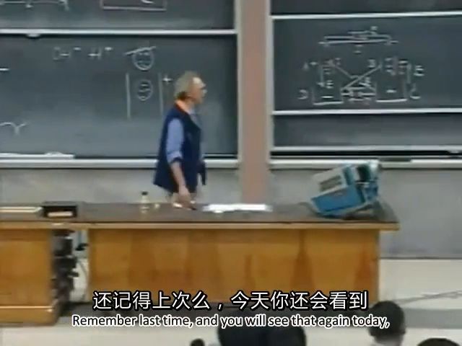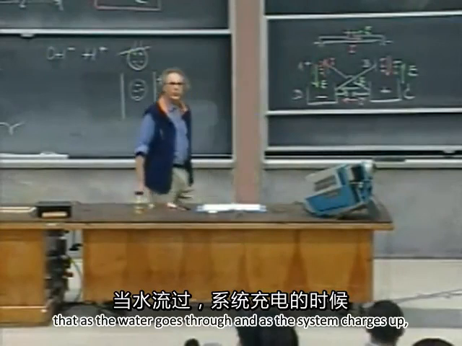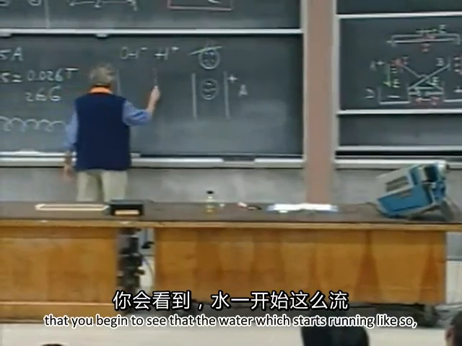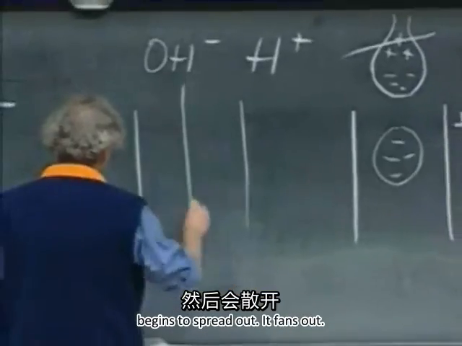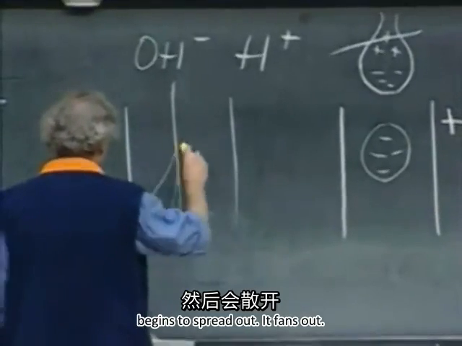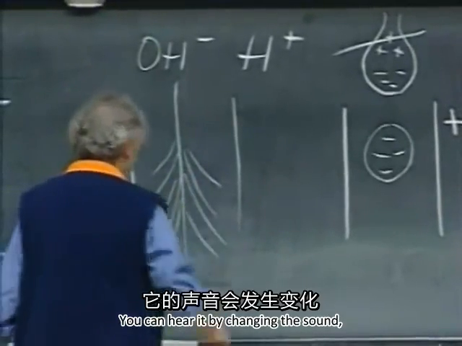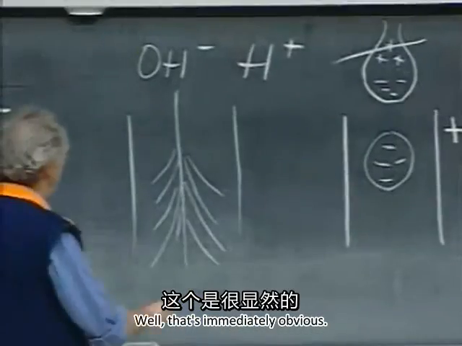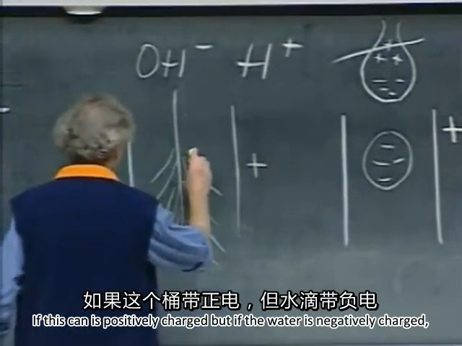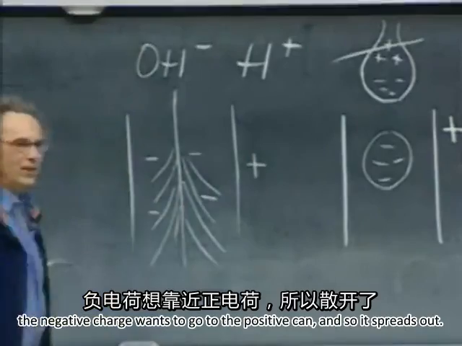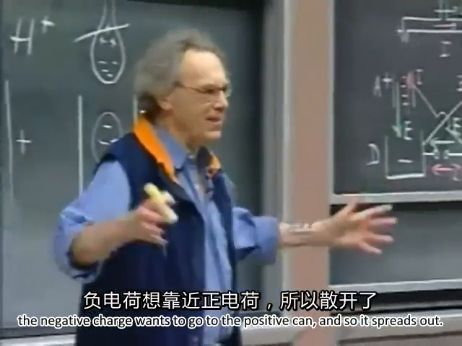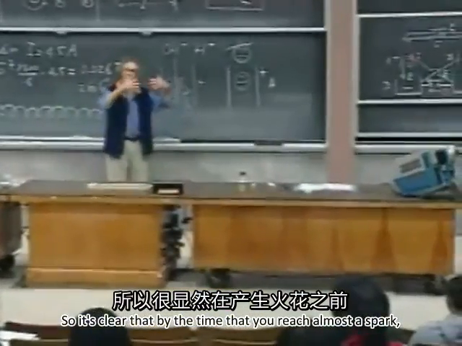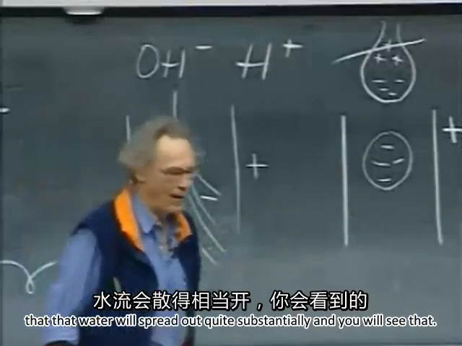Remember last time, and you will see that again today, that as the water goes through and as the system charges up, you begin to see that the water, which starts running like so, begins to spread out. It fans out. You could hear it by a change in the sound, but you can also see it, and I'll make you see it again today. Why is that? Well, that's immediately obvious. If this can is positively charged, but if the water is negatively charged, the negative charge wants to go to the positive can, and so it spreads out. So it's clear that by the time that you reach almost the spark, that water will spread out quite substantially.